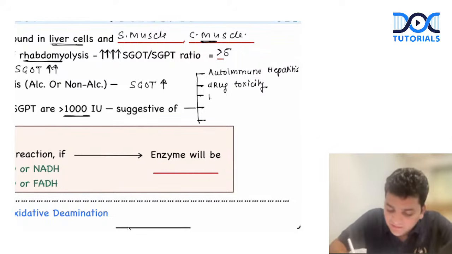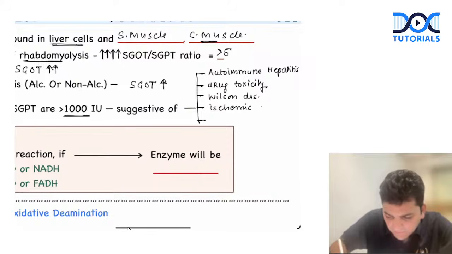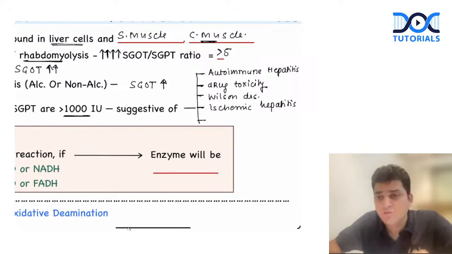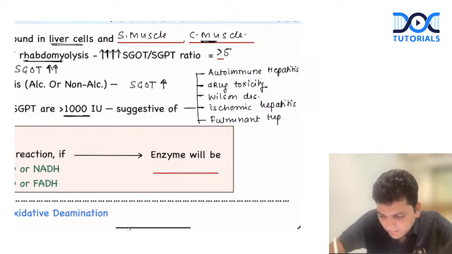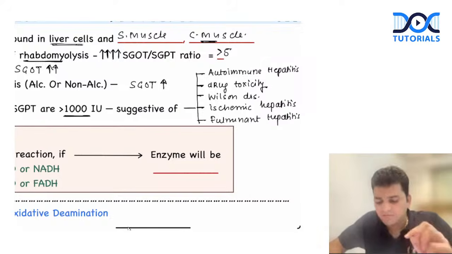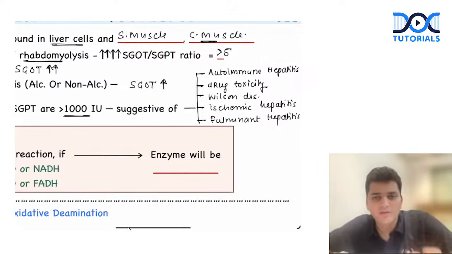It can be Wilson disease, ischemic hepatitis. And sometimes when viral hepatitis becomes very aggressive, it is fulminant hepatitis. So very aggressive viral hepatitis is fulminant hepatitis. So these are the 5 conditions you should remember when the SGOT, SGPT will be in thousands, more than 1,000 international units: autoimmune, drug, Wilson, ischemic hepatitis, and fulminant hepatitis.